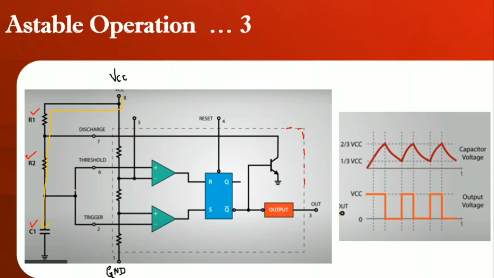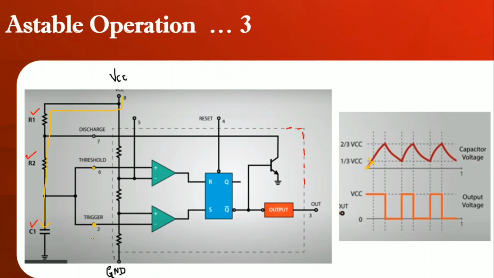Once the charges flow to the capacitor, the capacitor will start charging. Look at this diagram. From the point 0, the capacitor will start charging. It will charge to 1 by 3 times of VCC. The triggering point and the threshold point are connected to the capacitor charging point, so whatever the capacitor charges to is given directly to the triggering and threshold points.